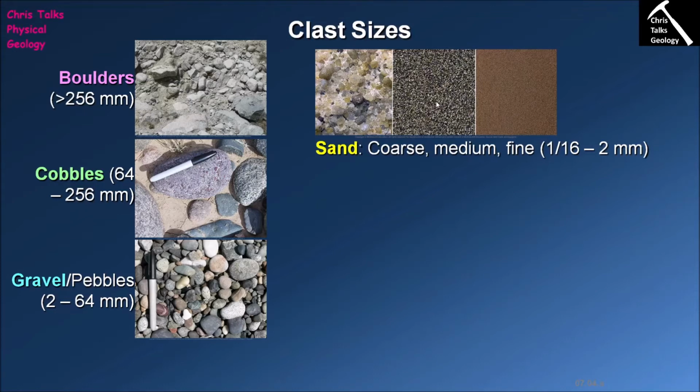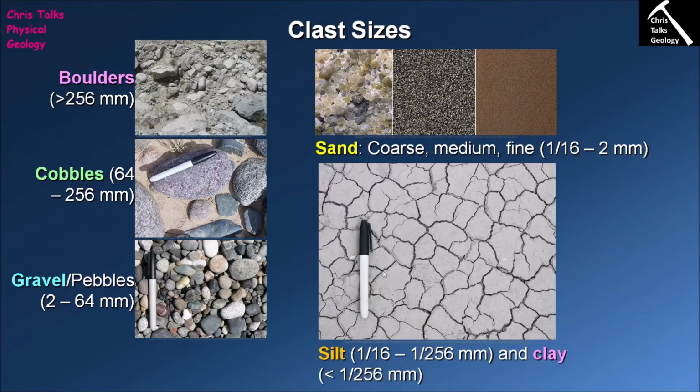Then the two finest class sizes are silt and clay. So silt has a range between 1/16 of a millimeter and 1/256 of a millimeter in diameter, and clay has a size range of less than 1/256 of a millimeter, so it's very small. So in the case of silt and clay, you can't actually see the particles when you're looking at the rocks. The clasts are just too tiny. In the case of boulders, cobbles, gravels and sands, you will be able to visually see the particles.